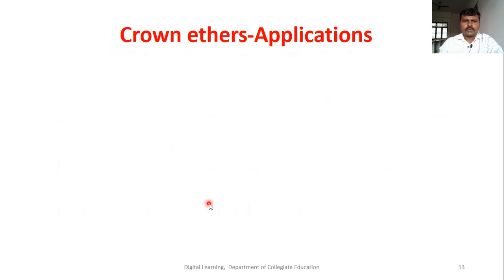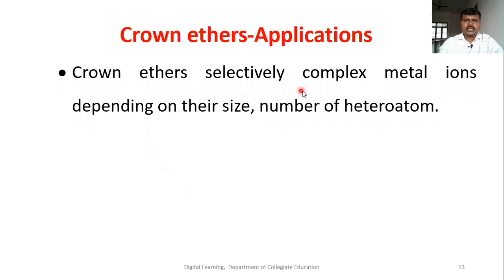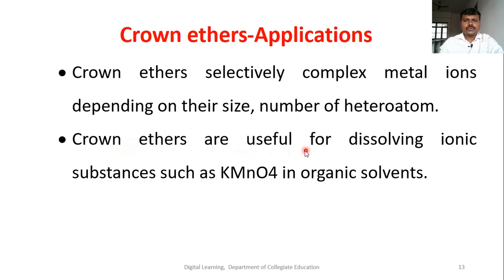Let us see some applications of crown ethers. Crown ethers selectively complex with metal ions depending on their size and number of heteroatoms. Crown ethers combine with metal ions like potassium, sodium, lithium, etc. depending on their size. Crown ethers are useful for dissolving ionic substances such as potassium permanganate in organic solvents. As we know, ionic substances do not dissolve in organic solvents; using these crown ethers we can dissolve ionic substances in organic solvents.